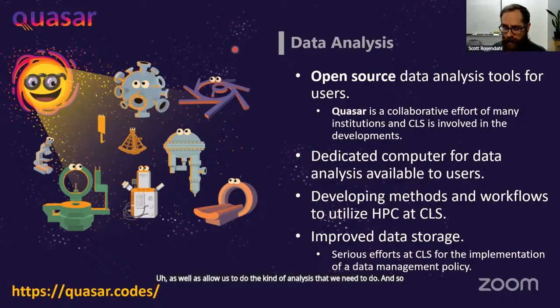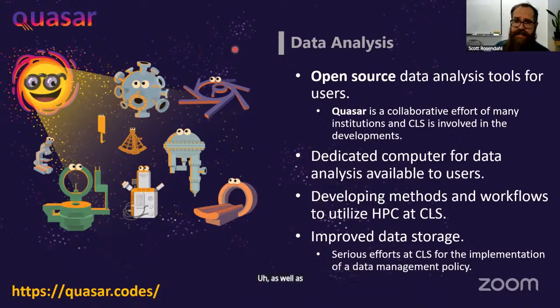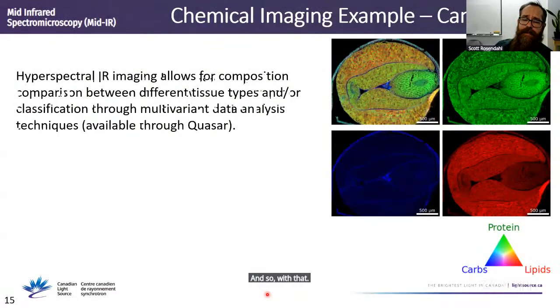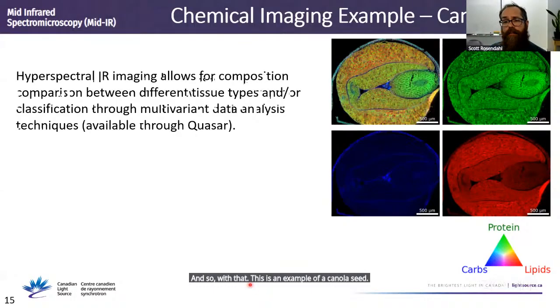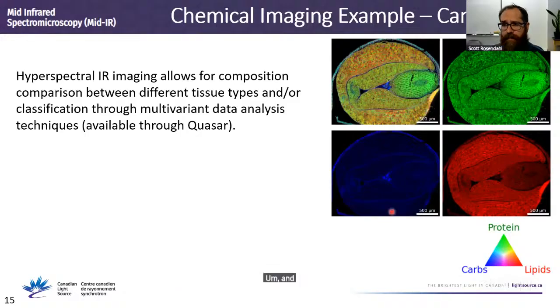And so we're able to do advanced clustering techniques, k-means, hierarchical clustering, as well as PCA analysis. But I just want to point out that this is what we're using to do the images that you'll see next. And so with that, this is an example of a canola seed. Canola is a very important crop to Canada, in particular to Saskatchewan. And it's a small, round seed.